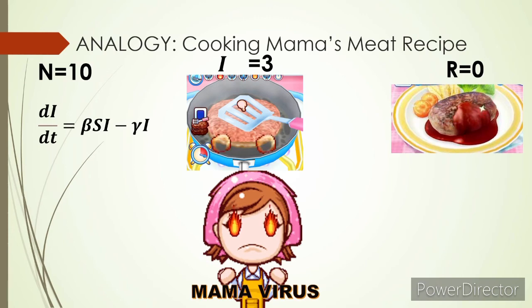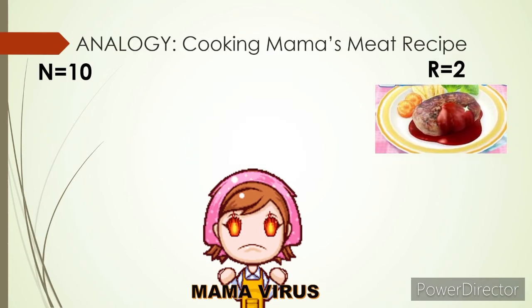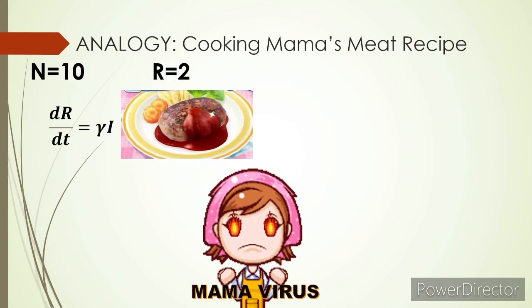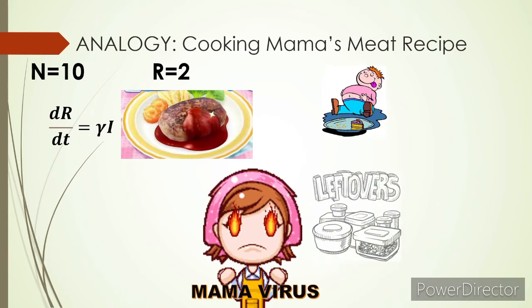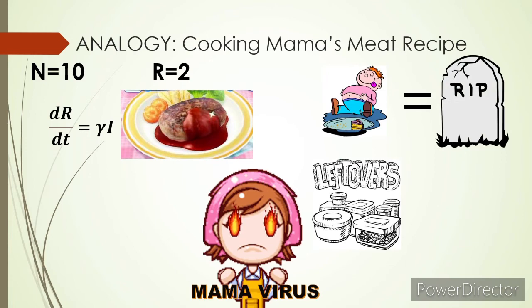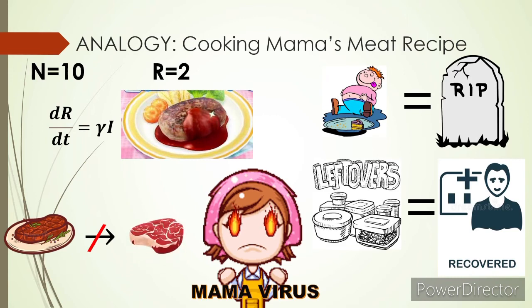So, the ones being deducted are the meat that has already been cooked. It will be transferred to the removed category, which is the served meat, which will therefore decrease the number of infectives. So, for the removed, which is the served meat, it only has two outcomes. Either it gets eaten or it becomes a leftover. Consider the ones who have been eaten as those who have passed away, and the leftovers as those who have recovered. And remember, a cooked meat can't become a raw meat anymore, just like how a removed person can't become a susceptible anymore. That's it for the analogy.